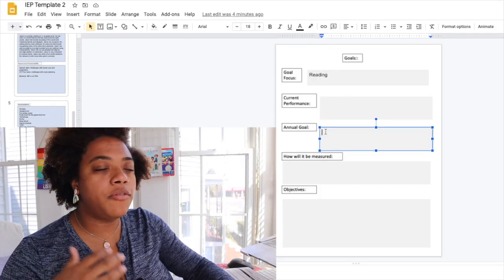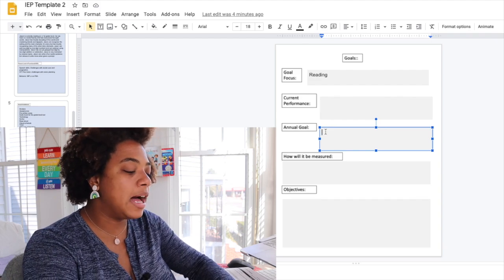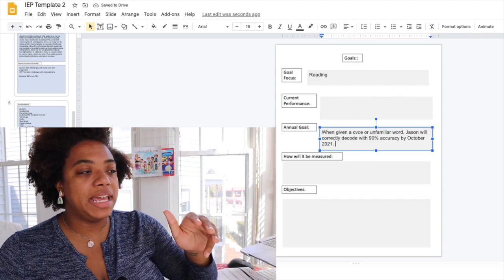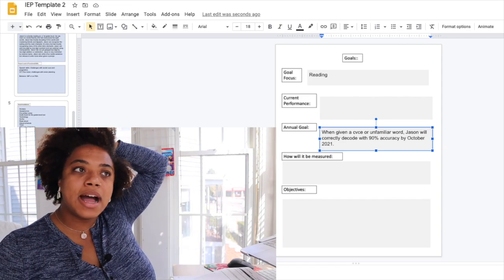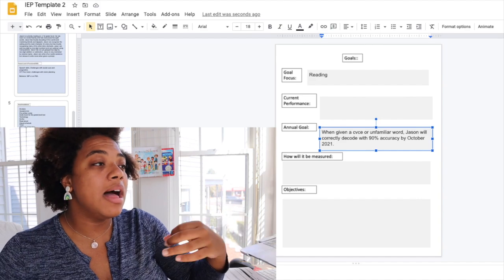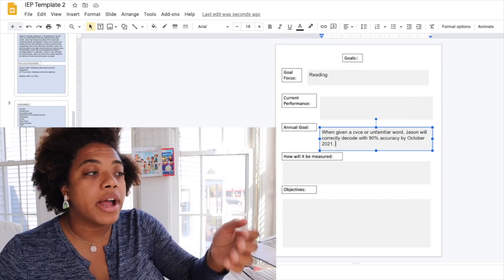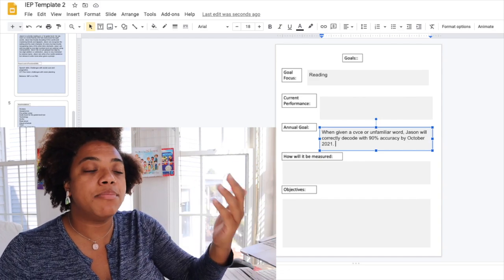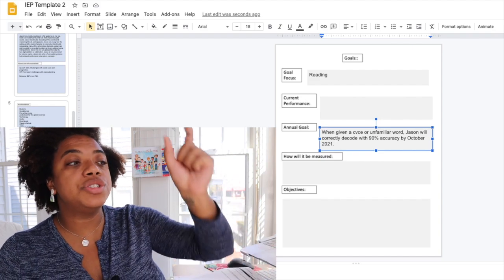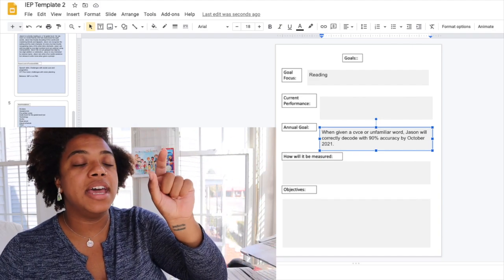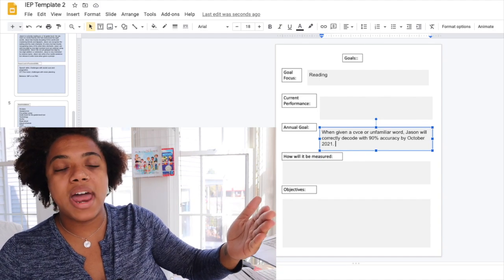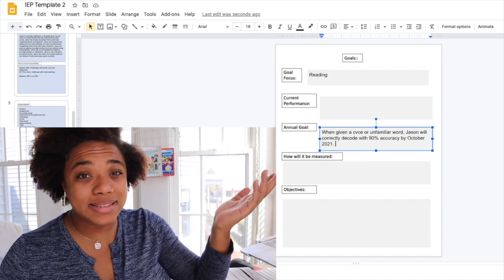So it really depends. I'm going to go a bit smaller, to a specific skill, and show you how I would do that. For example, for Jason, if it was reading, I used to have to write a lot of goals like this, and I just want to show it to you as an example. When given a CVCE or unfamiliar word, Jason will correctly decode with 90% accuracy by October 2021. So it includes the goal, it includes the kid, and it includes the measure and the date of when it will be achieved. It just depends on where you're living.